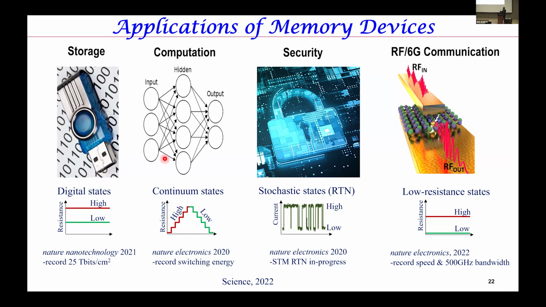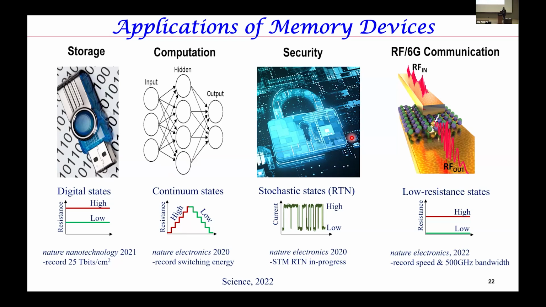You can also use them for computing. As I mentioned, there's this great interest in brain-inspired neuromorphic computing for AI. There you need analog changes in the resistance, not binary levels, but many levels, maybe 1,000 levels, for example, so you can emulate the functions of forgetting and remembering, which are the fundamental functions in neuromorphic.